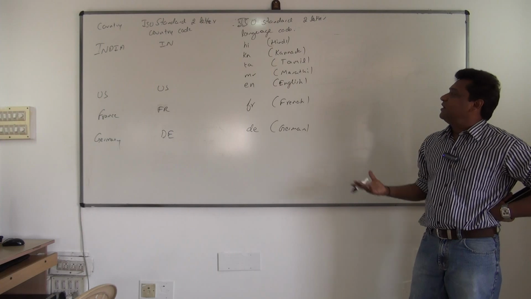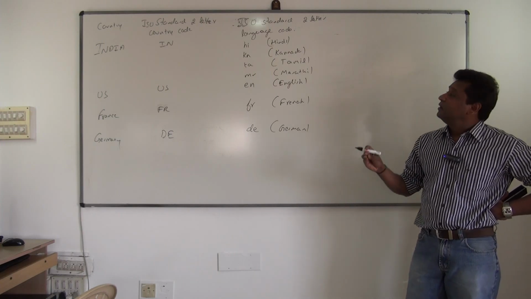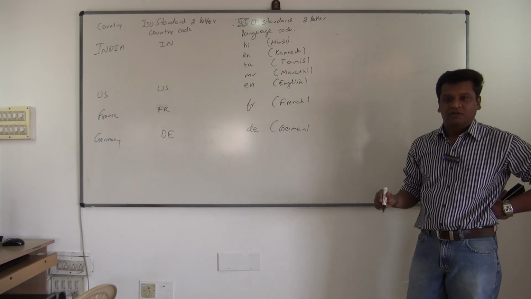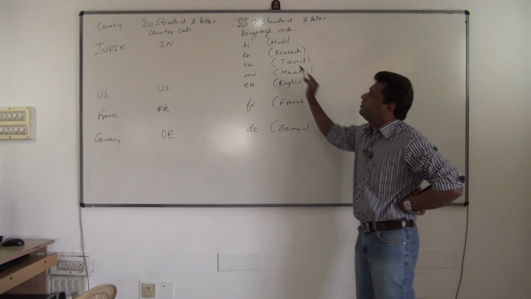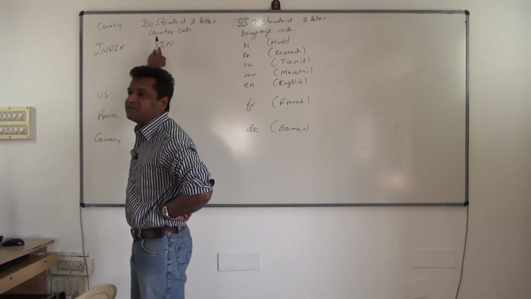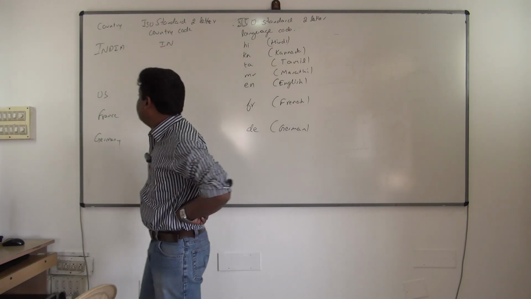It has already been done by one group called ISO. There are 2-letter country codes, 3-letter codes, and 4-letter codes. Don't worry, because Java always uses only the 2-letter country code and only the 2-letter language code.